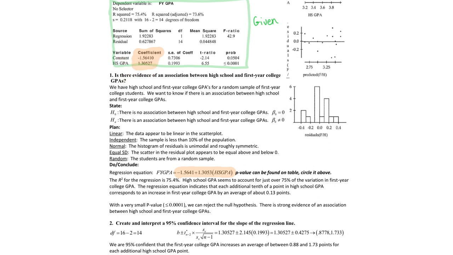Oh, sorry, p-value. I take it back. So where is the p-value? On the table above. The p-value is this number right here. So what it is, it's the probability of this slope occurring. The coefficient occurring, and that's it right there.